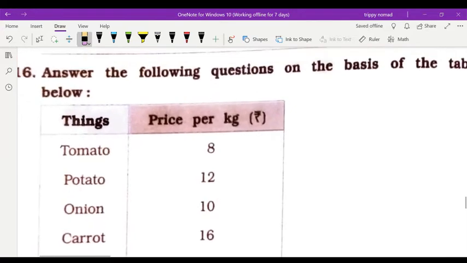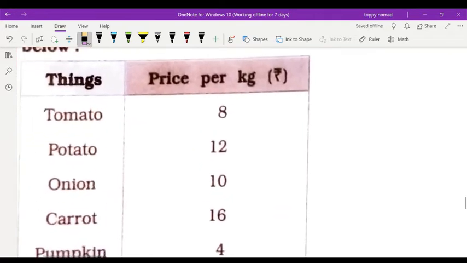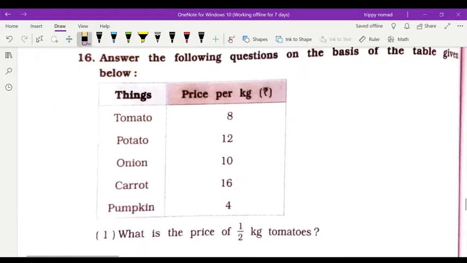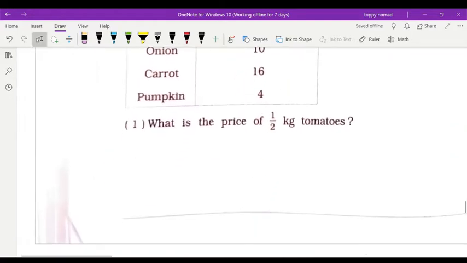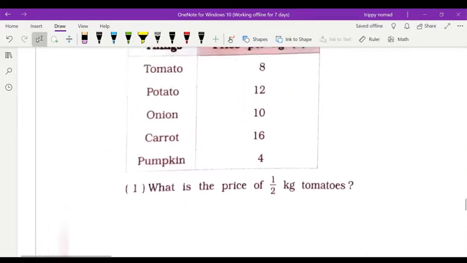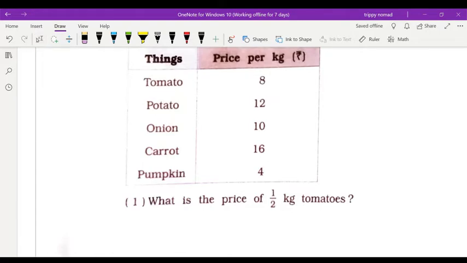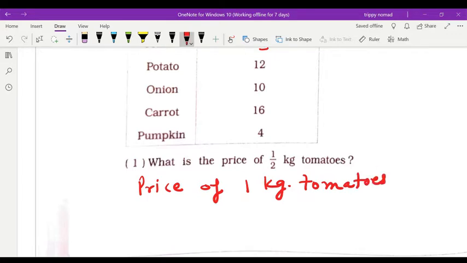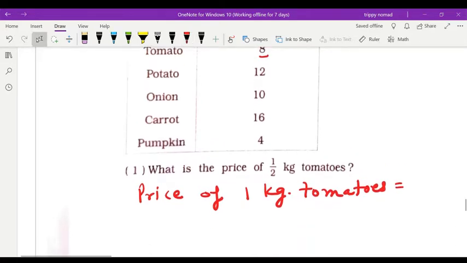Answer the following questions on the basis of the table given below. That is tomato, potato, onion, carrot and pumpkin rate given. Price per kg they have given. So first question, what is the price of half kg of tomatoes? Children, this is the price per kg. So first of all, the price of 1 kg tomatoes is rupees 8.